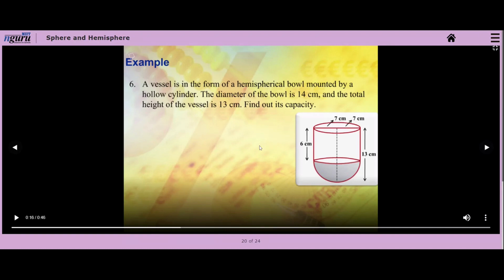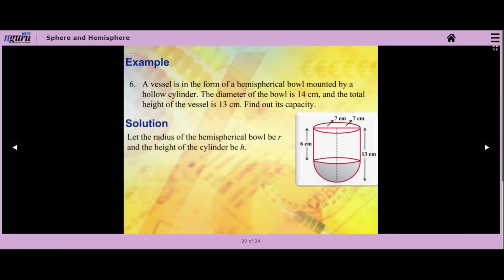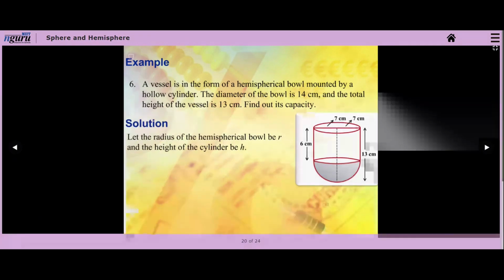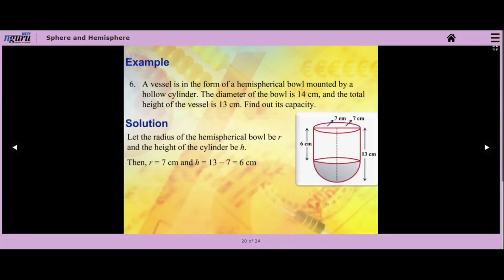Its capacity. Let the radius of the hemispherical bowl be r and the height of the cylinder be h. Then r is equal to 7 centimeters and h is equal to 6 centimeters. The total capacity of the bowl is the sum of the volumes of the cylinder and the hemisphere.